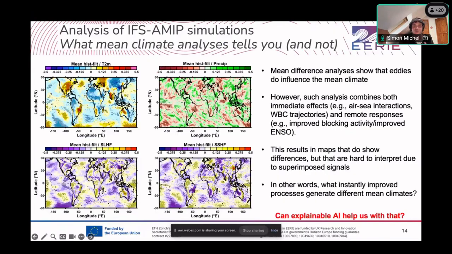You can see here that there are differences in mean climate. When it is stippled, it means that it is significant at the 90% confidence level. So that tells you that the ocean mesoscale has an impact on the mean climate, but it doesn't tell you where it has an impact immediately. It just tells you globally, if you average all the climate, it gives you that at the end. So what we see here is some kind of a mix of the immediate effects of eddies on climate variability, and the results of how climate was simulated due to the improvement of remote responses to the presence of eddies, such as improved blocking or, for instance, improved ENSO and stuff like that. So here we want to use some explainable AI to actually see the direct fingerprint of the eddies, not only the result of the eddies on those variables.